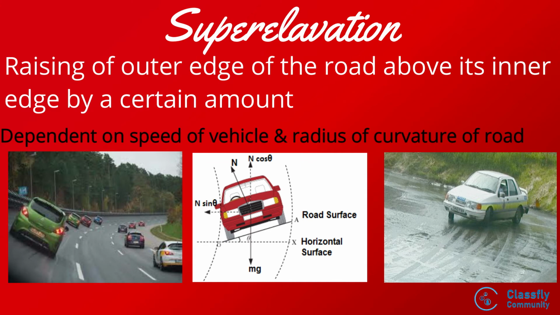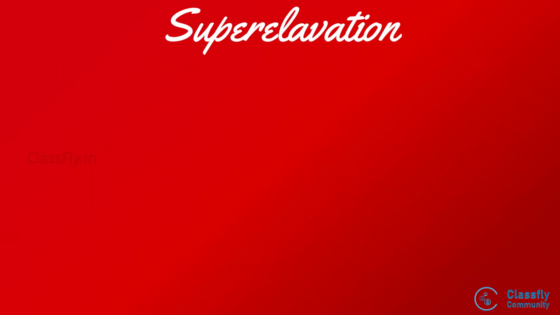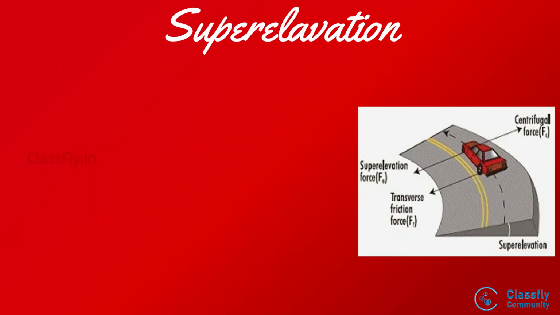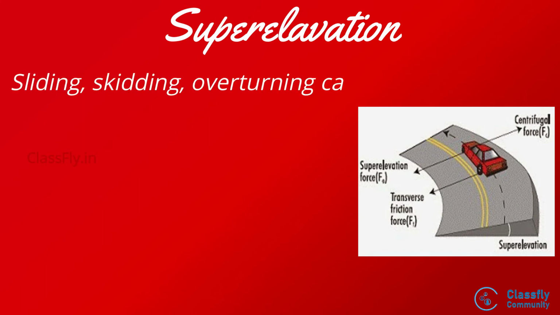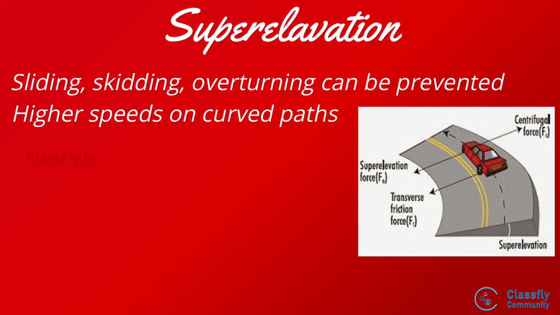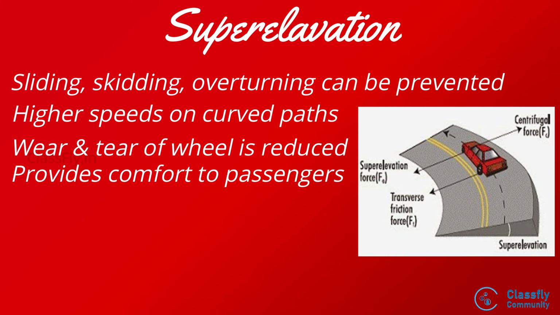The amount of elevation will be decided upon the speed of the vehicle and the radius of the curvature of the road. The advantages of providing superelevation are that sliding, skidding and overturning can be prevented, higher speeds can be permitted on curved paths, and wear and tear of the wheels is also reduced.